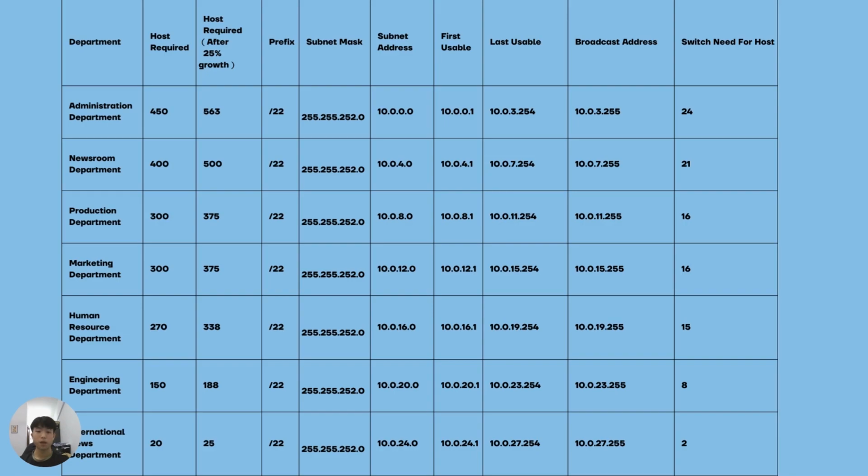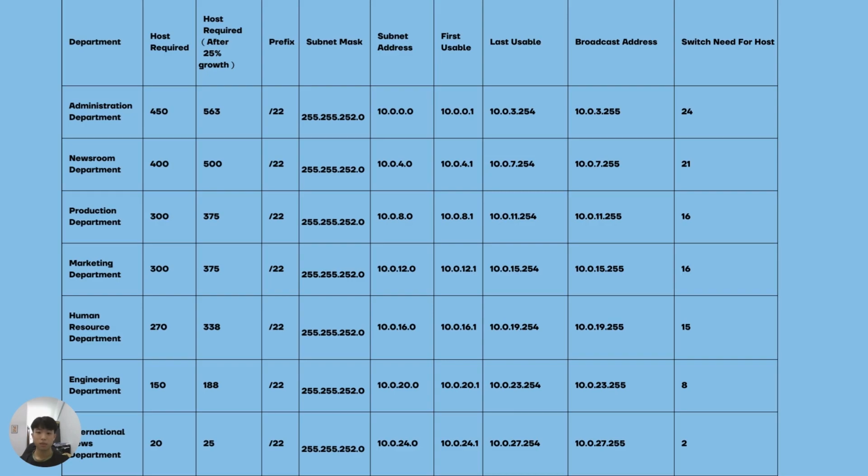Next, first usable. First usable is just use the subnet address plus 1, so we can get the answer. Next, last usable. Last usable is use the subnet address at the next row, which is 10.0.4.0. We can use this answer minus 1, so we can get 10.0.3.254, which is the last usable. Next, broadcast address. The broadcast address is just use the last usable plus 1, so we can get the answer.